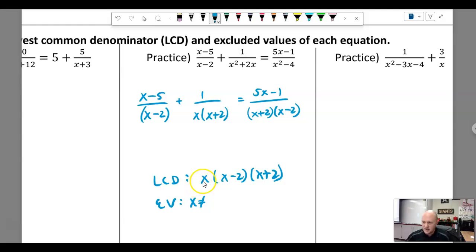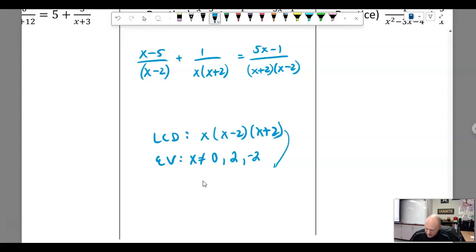Hopefully you did that. X, that's going to give me 0. X minus 2, that's going to give me 2. X plus 2, that's going to give me negative 2. And again, algebraically, how do we do this? You just take x plus 2, you set it equal to 0. It cannot equal 0. So you solve. And that's how we get that negative 2.